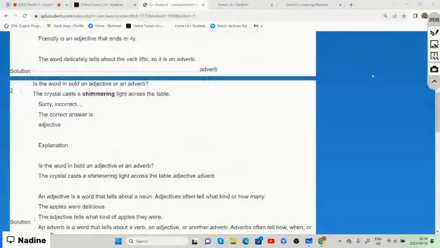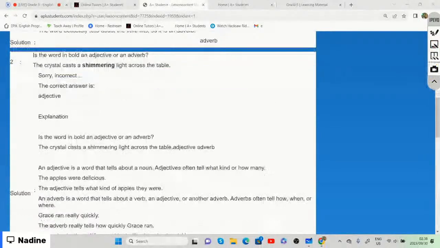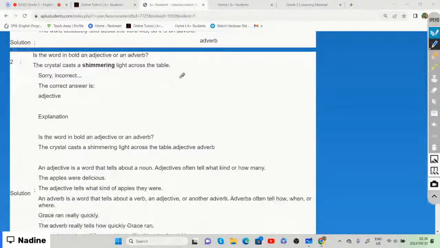So it's an adjective. So we say it's an adjective. It tells us about the light. It is a beautiful shimmering light.